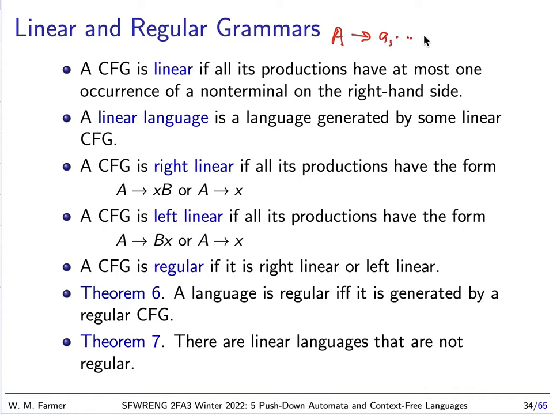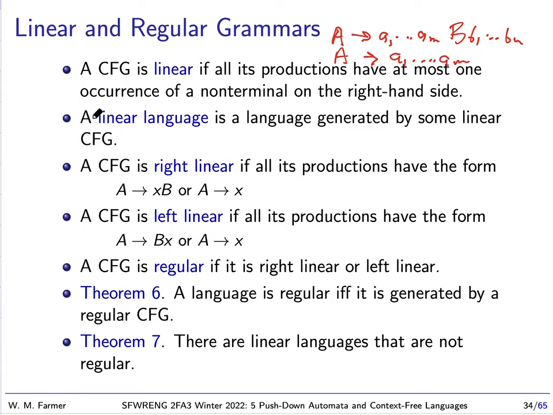A1 up to Am, B, B1 up to Bn. So it's a string of terminals with at most one non-terminal. Of course, we could also have something like this. It has no non-terminals at all.